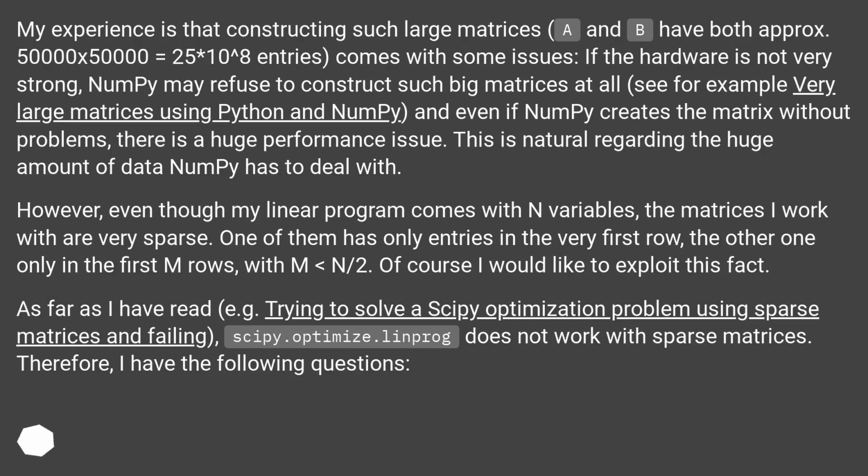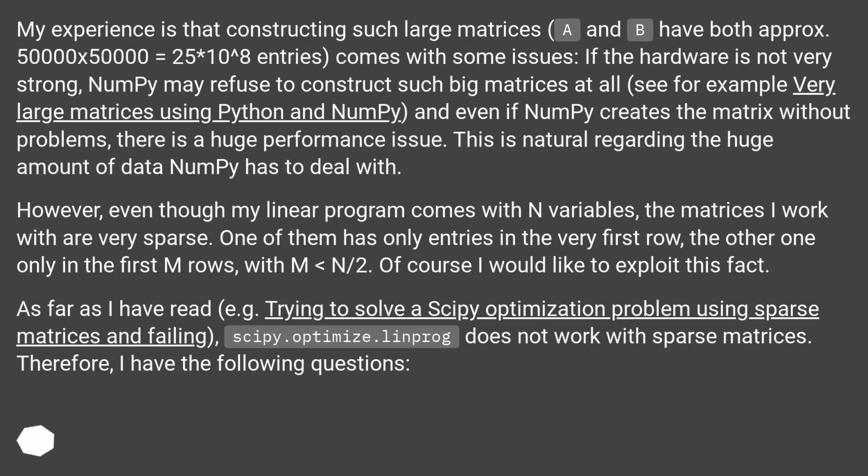If the hardware is not very strong, NumPy may refuse to construct such big matrices at all. See for example very large matrices using Python and NumPy. And even if NumPy creates the matrix without problems, there is a huge performance issue. This is natural regarding the huge amount of data NumPy has to deal with.